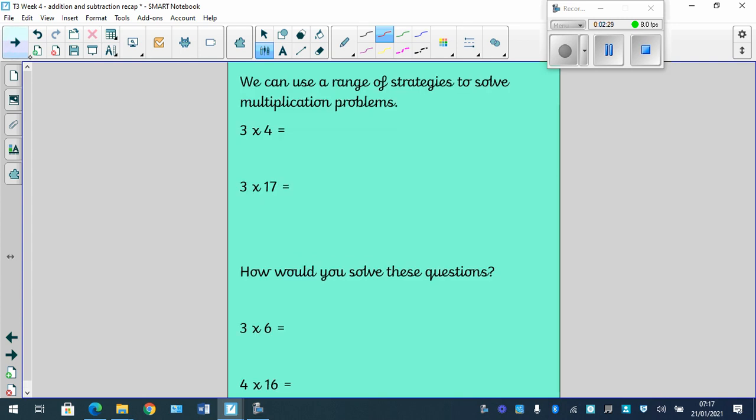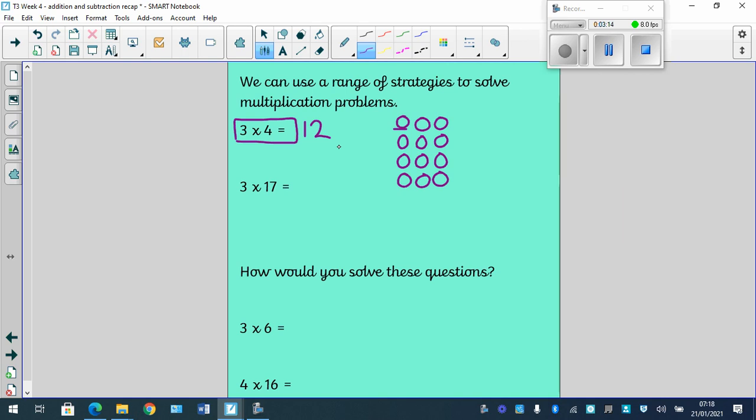Okay, so we can use a range of multiplication strategies to solve these problems. We are really good at a few of the different ones, but we need to choose which one is best for each different type of question. So, for this question, where we're multiplying a one-digit number by a one-digit number, there are a few ways that you can solve this. The question is 3 times 4. I could draw an array if I wanted to. 1, 2, 3, 1, 2, 3, 1, 2, 3, and 1, 2, 3. I got 3 four times. My answer would be 12.